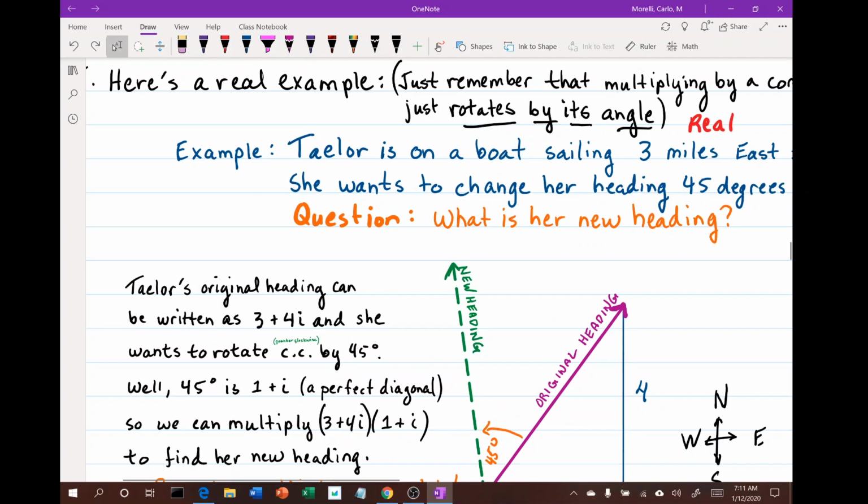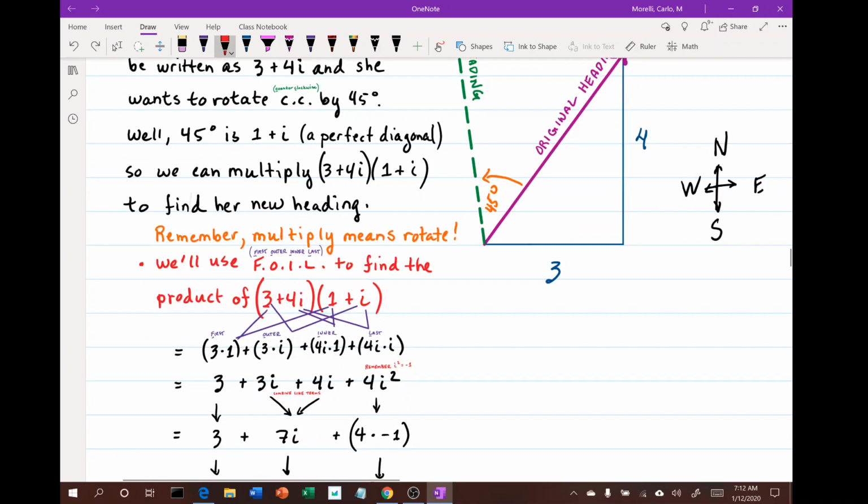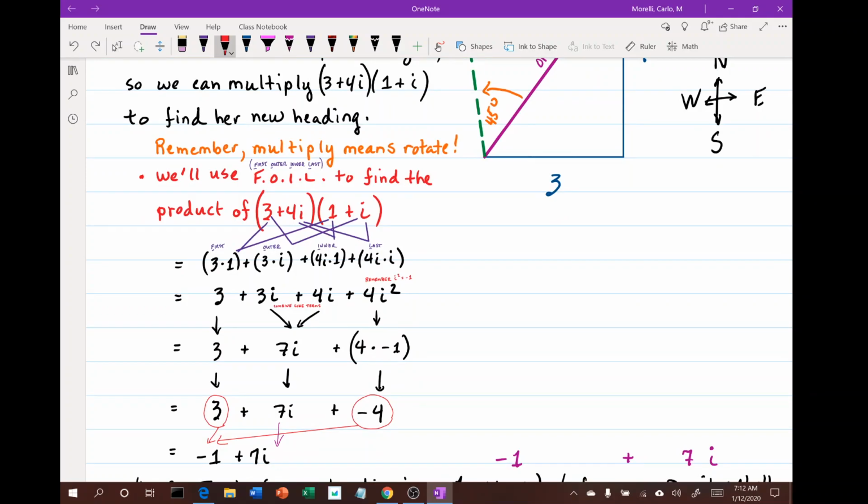Well, let's start here. 45 degrees is 1 plus i, a perfect diagonal. So we can multiply 3 plus 4i times 1 plus i to find her new heading. And remember, all that multiply means is rotate. Multiply means rotate. So what we'll use is FOIL to find the product of these two complex numbers, 3 plus 4i times 1 plus i.